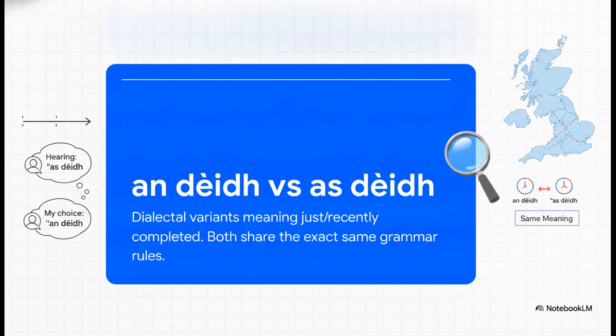You might be watching this and thinking, wait a second, I've heard people say as dèidh instead of an dèidh, and you'd be entirely right. Depending on the speaker's region, you're going to hear both. But rest assured, an dèidh and as dèidh are just dialectal variants. They share the exact same grammar rules and the exact same meaning, just or recently completed. Speakers might prefer one over the other, though an dèidh is usually the safest general choice if you're learning.